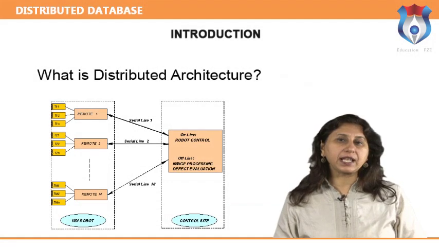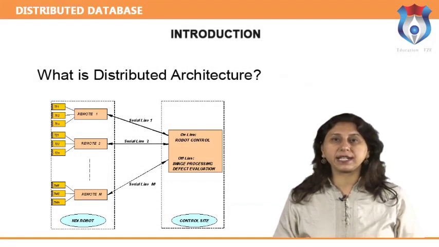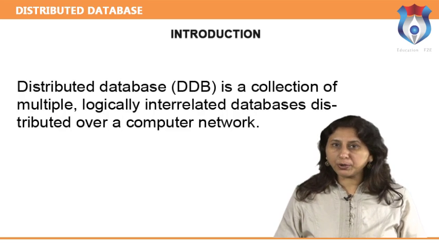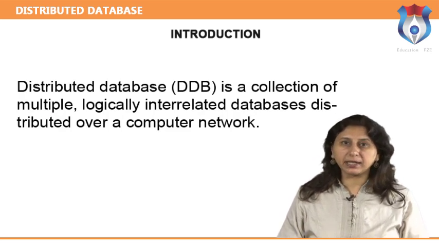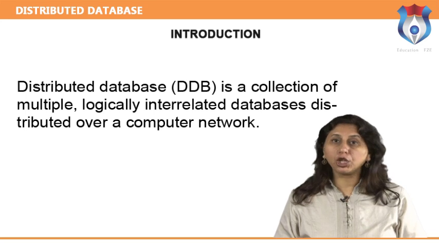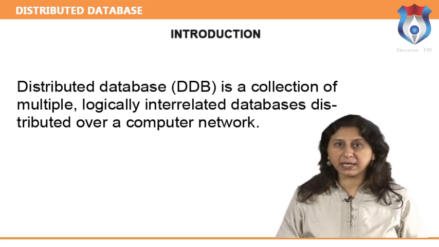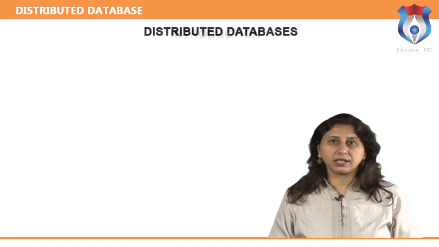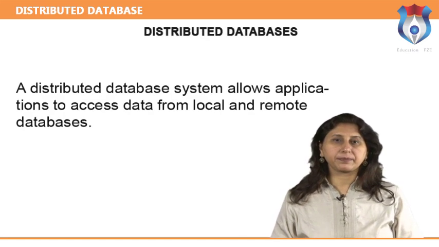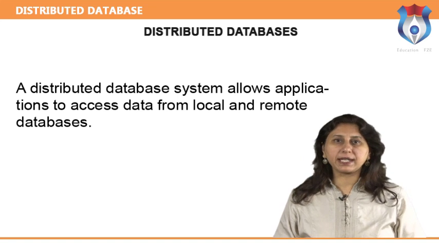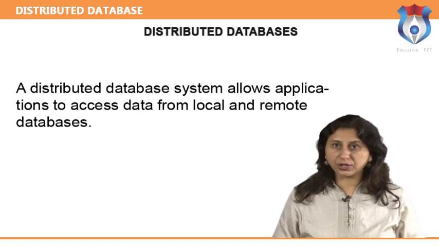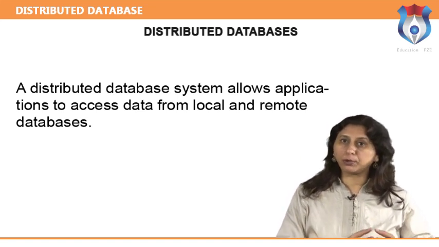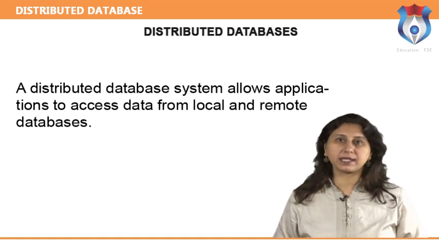Let us first discuss the meaning of distributed database. A distributed database (DDB) is a collection of multiple logically interrelated databases distributed over a computer network. A distributed database system allows applications to access data from local and remote databases.